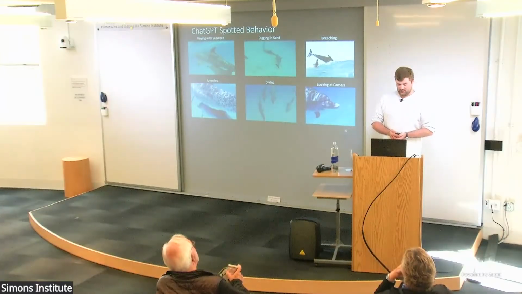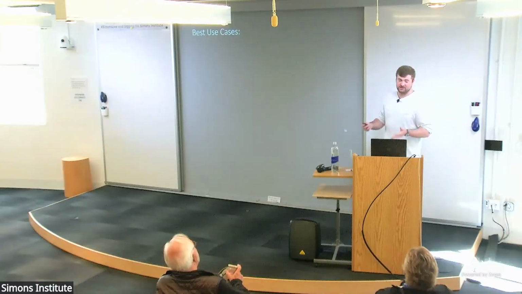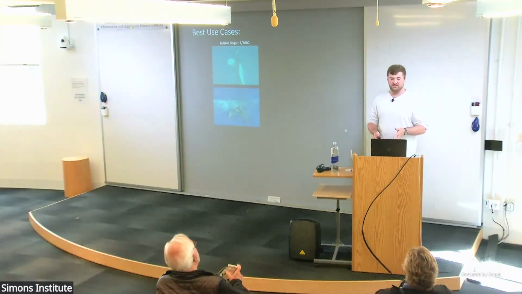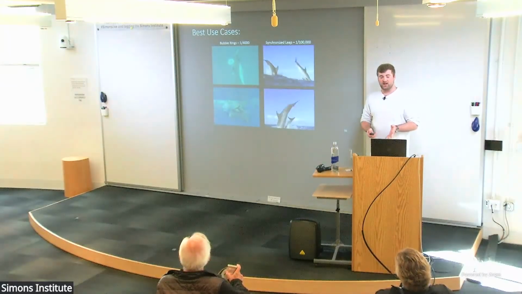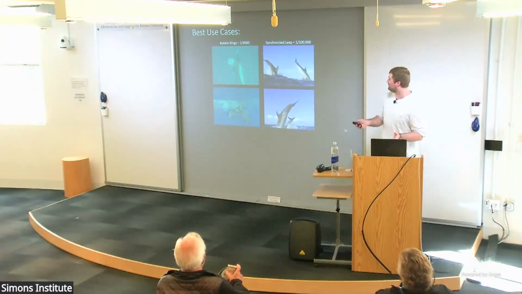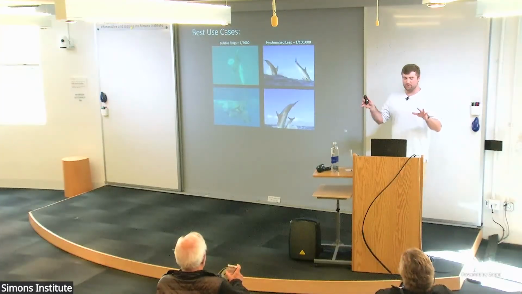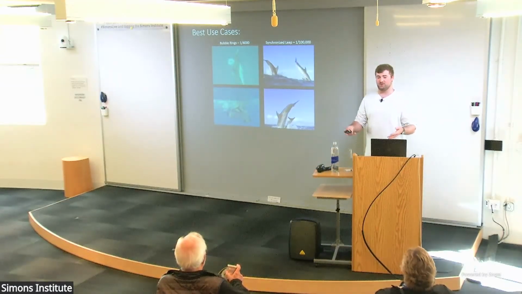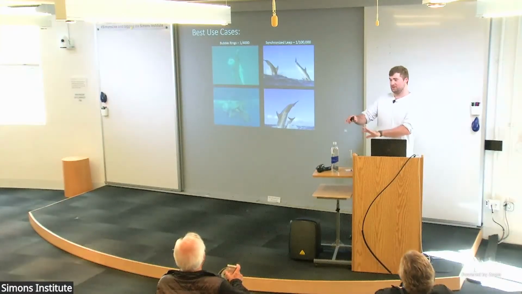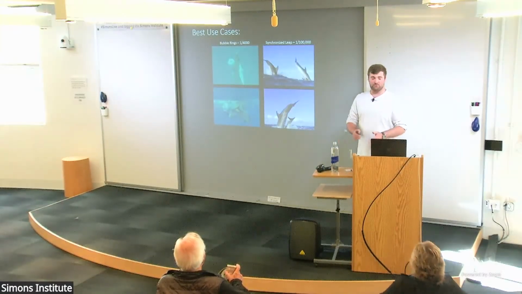And so you can very quickly get a high-level bird's-eye view of your data set this way. Some of the best use cases are for super rare events like bubble rings, which occur roughly 1 in every 4,000 clips. For things like synchronized leaps, this occurs 1 in every 100,000 clips. So these super rare events can be pulled out of your data set in a fairly automated way, so long as you give ChatGPT enough description of how to look for these things, which a little bit of prompt tuning can go a long way toward.